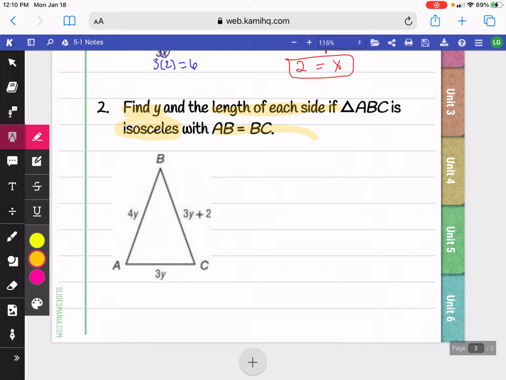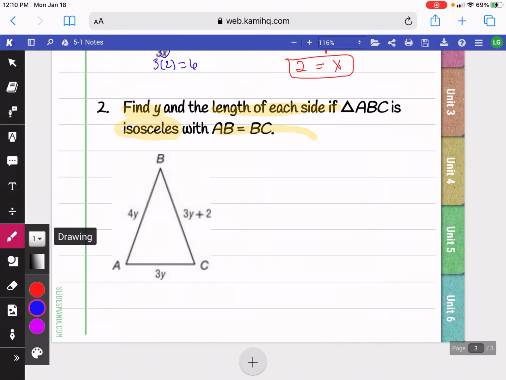So here we can't just choose any two sides. It's isosceles. We have to do the two sides they say are equal. So AB would be this side right here. And BC would be this side over here. So I'm going to set 4y equal to 3y plus 2 because those are congruent since it's an isosceles triangle.